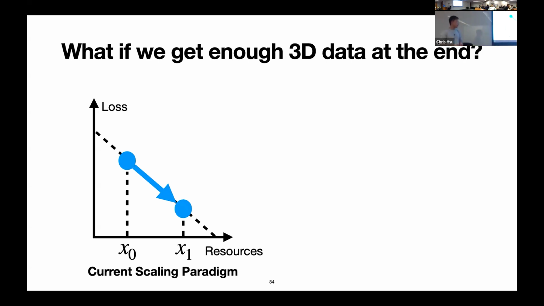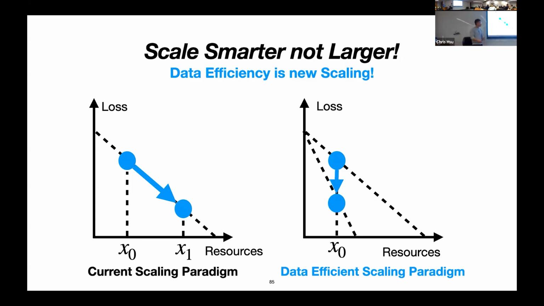So I think that what the current scaling paradigms are trying to say is, if we increase the amount of resource we put in from x0 to x1, we can get lower loss. So maybe one of the ways to get better performance is just to keep getting more resources. But being able to understand and learn smartly, even with limited data, is for me a new kind of scaling. It's what I call a data scaling paradigm. The idea is that we work with the resources that we have, but we change the slope.